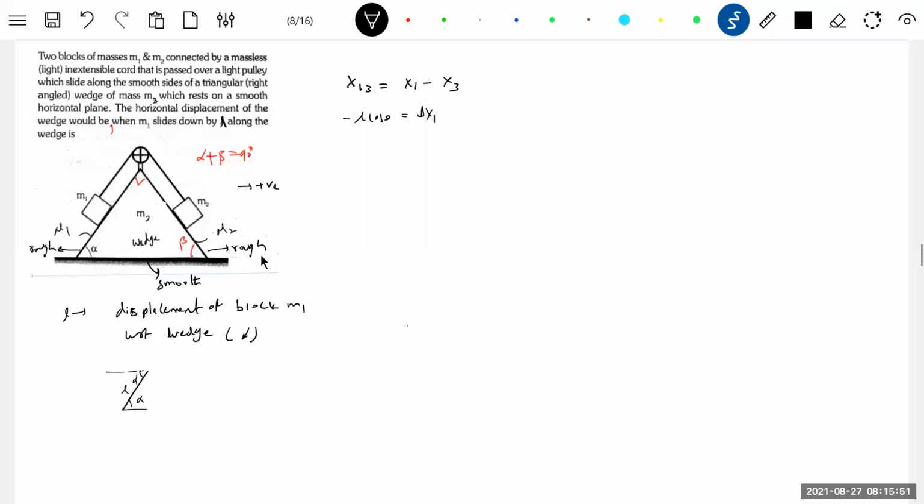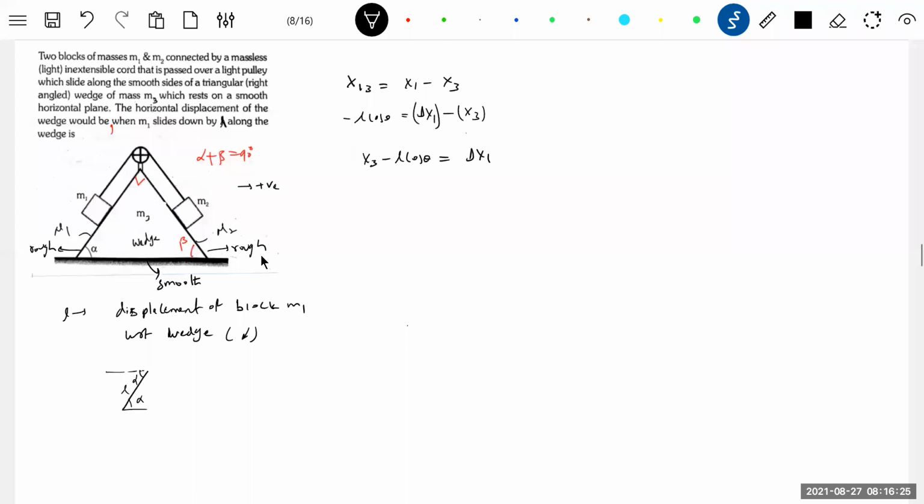This is delta x1, which we don't know, and this is an unknown thing. Keep it here. Now, what direction is the wedge moving, in fact? Let's assume that it will move towards left. Towards left means put minus x3, or take help of the sign. These are unknown things, I don't know. So therefore this will become x3 minus L cos theta equal to delta x1.